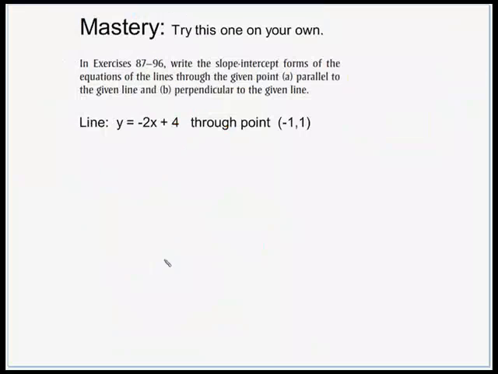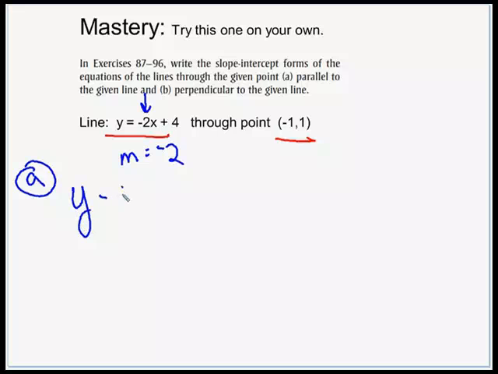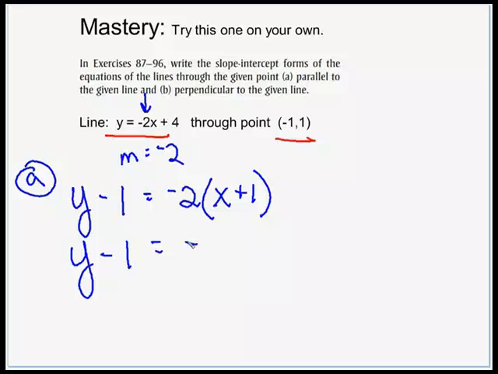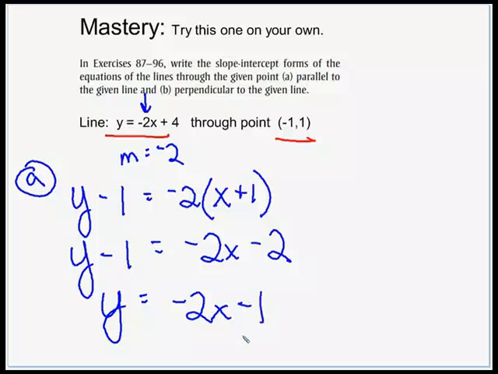I think there is one more here. Try this one on your own. Find the line that goes through this point, parallel and perpendicular. So here, the line is already given in slope-intercept form. So for part A, parallel to, we're going to use the same slope, m equals negative 2. So y minus 1 equals m, negative 2, times x minus negative 1, which turns into an x plus 1. Distribute the negative 2, negative 2x minus 2, and then we're going to add 1 to both sides. y equals negative 2x minus 1.